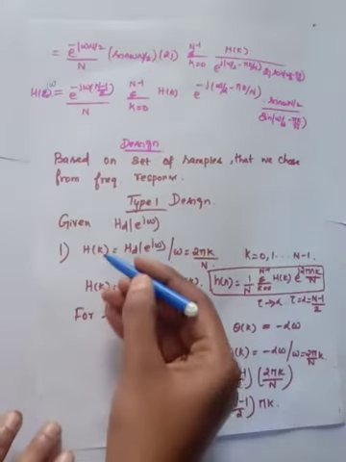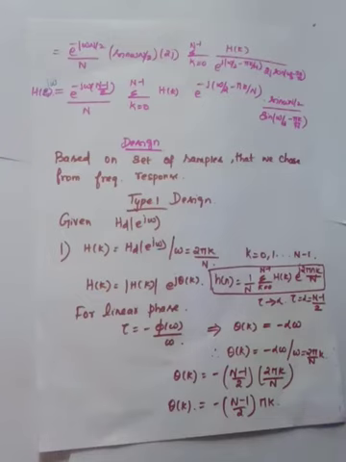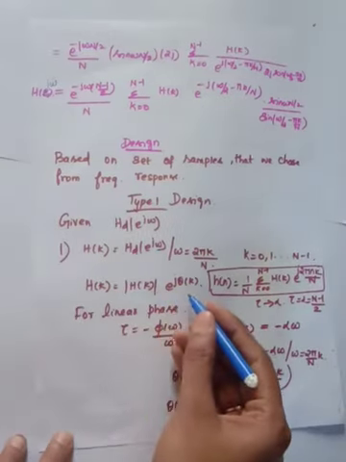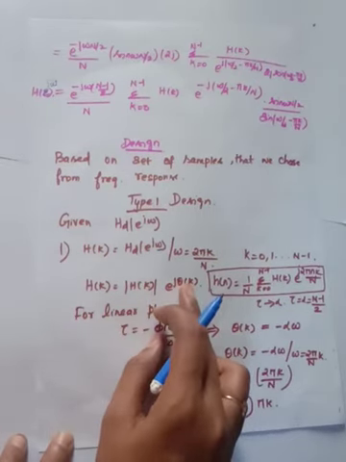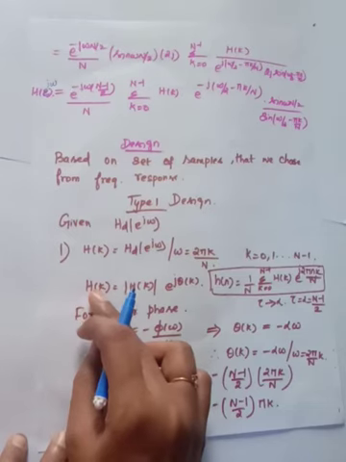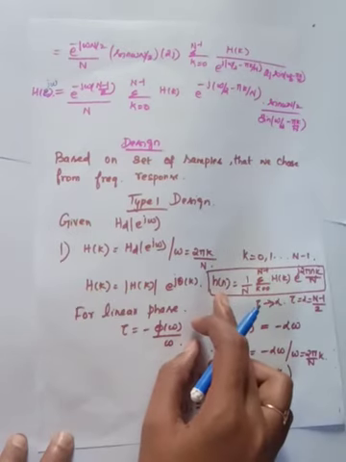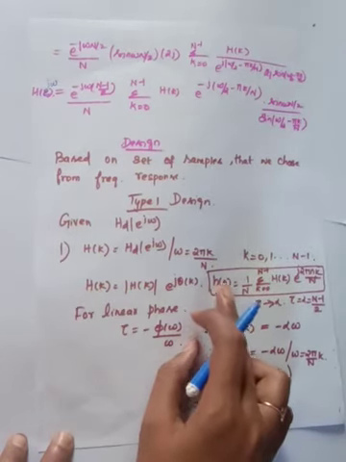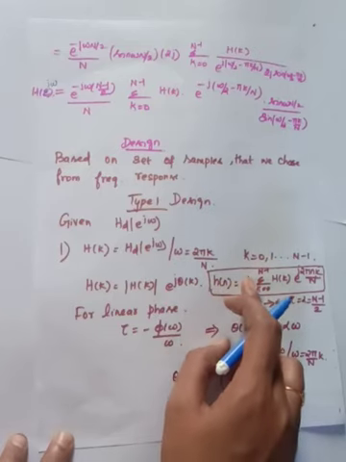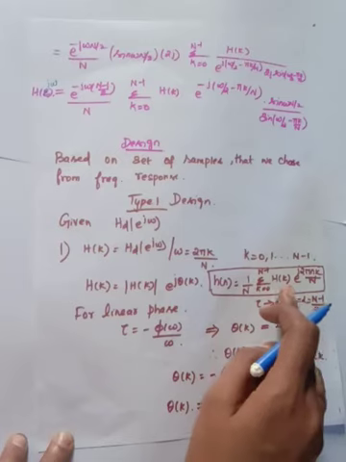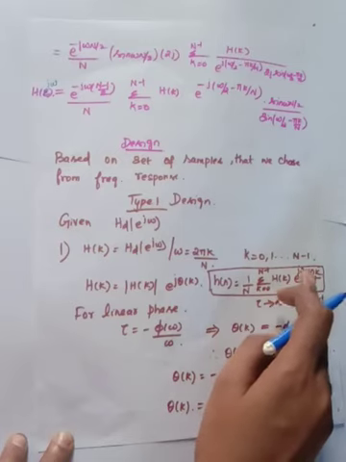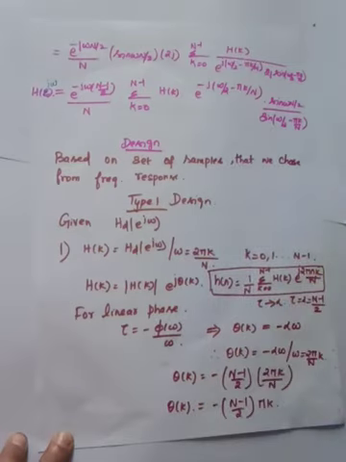Now I have found H of k. This H of k can be represented as a magnitude part and a phase part, that is, magnitude of H of k times e power j theta k. After finding this H of k, we know the inverse DFT formula. So I am going to find h of n from this: 1 by N, summation k equal to 0 to N minus 1, H of k e power j 2 pi n k by N. This is the procedure.